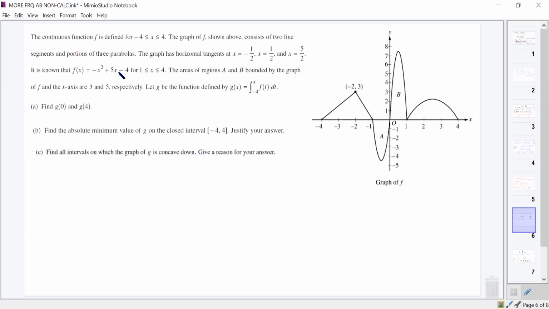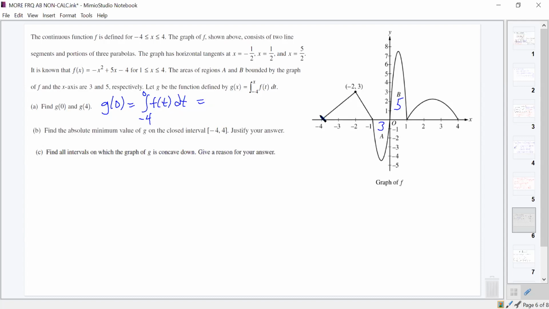It tells us what f of x is from 1 to 4. It tells us the areas of A and B. That's 3 and that's 5. And g is defined by g of x equals the integral from -4 to x of f of t. So we want to find g of 0. G of 0 ought to be the integral from -4 to 0 of f of t dt.